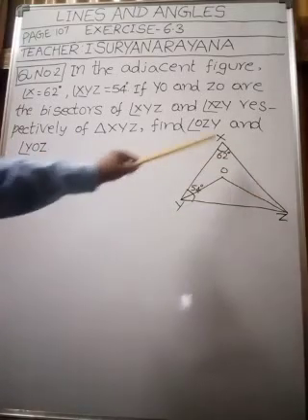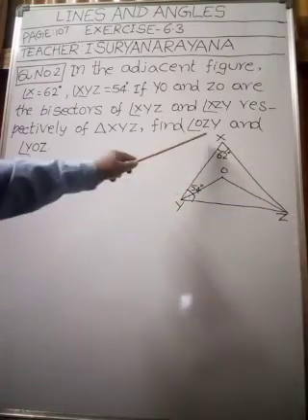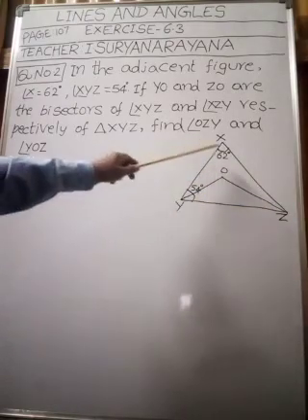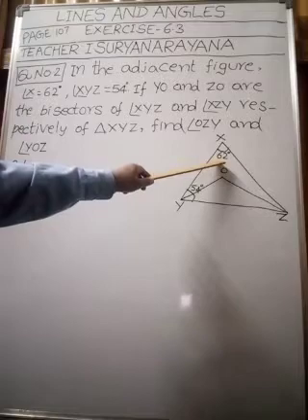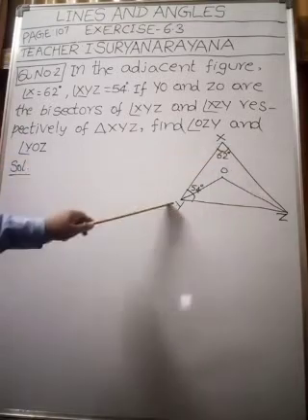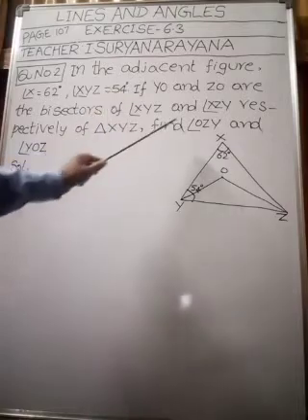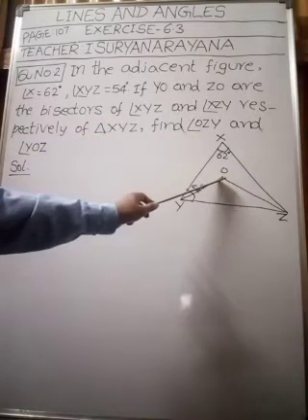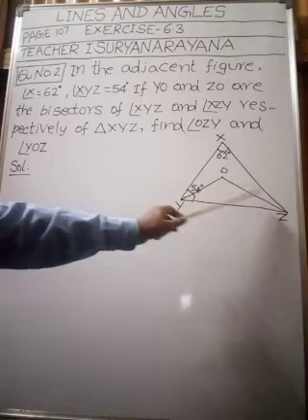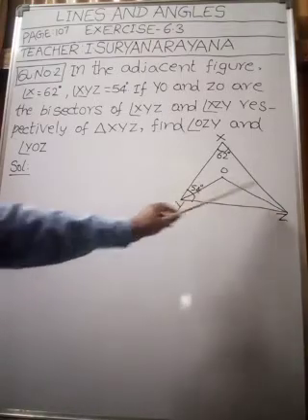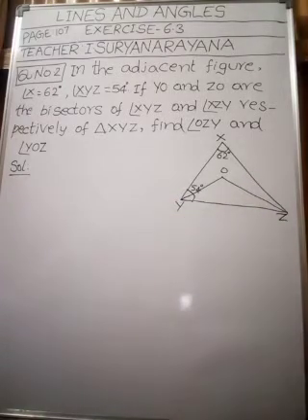Observe this figure, my dear children. This is triangle XYZ. In this triangle, angle X is equal to 62 degrees. Angle XYZ is equal to 54 degrees. And what is given? YO and ZO are the bisectors of these two angles. Understood these points, my dear children? Right. Now let us come to the solution part.